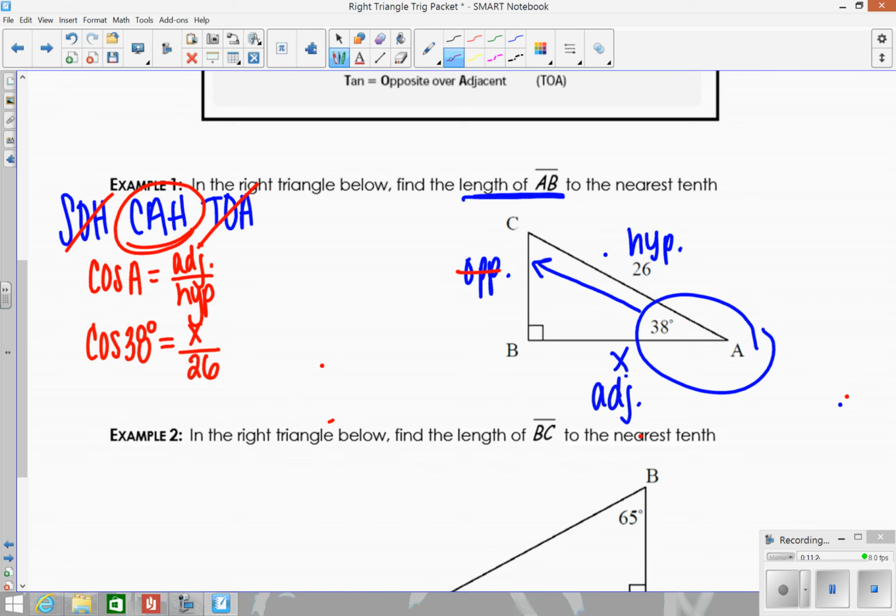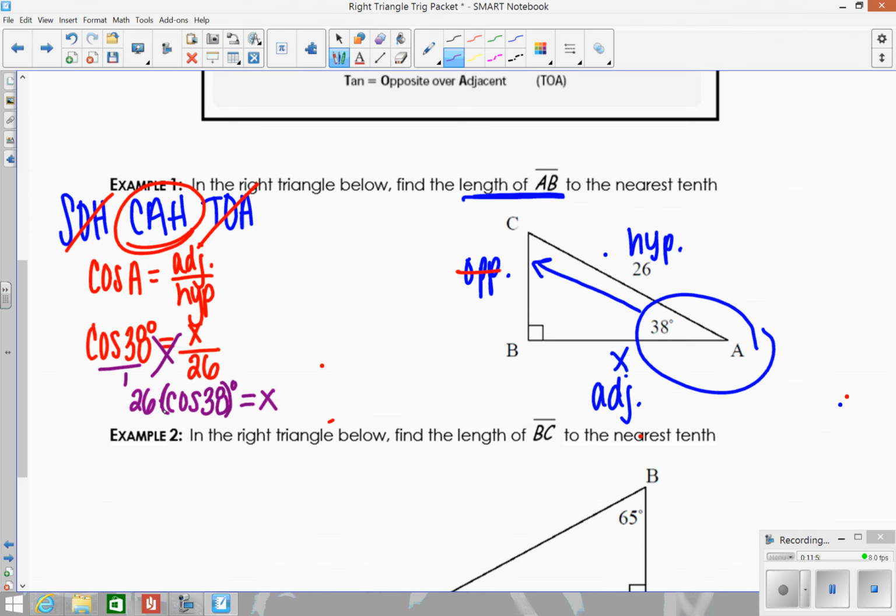To solve, you notice you have a fraction. So put this side over 1 so that you can cross multiply. So we get 26 times cosine of 38 equals x. Notice I put the 26 in front because this cosine of 38 is basically going to be one number. Think about that trig table you saw. You could go to 38 degrees under cosine and that equaled one number. So cosine of 38 degrees is just a number, and you're going to take that and multiply it by 26.